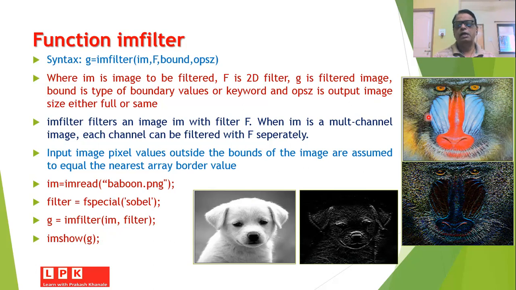So if this is an input image, and if I apply the Sobel filter to this image, then the output image will look like this. Also, if this is an input image, and if I apply the Sobel filter to this dog image, then you will find that you will get an image as shown in this window.